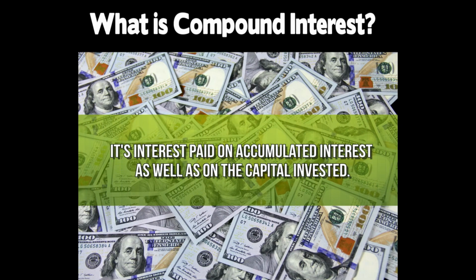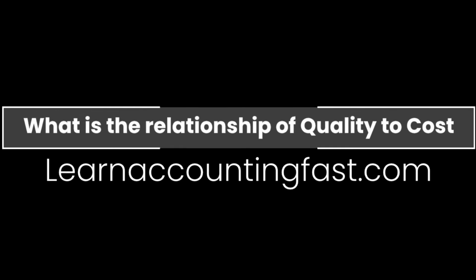It's interest paid in accumulated interest as well as on the capital invested. Increasing the compounding frequency of your interest rate, or adding to your principal, can all help your savings grow even faster. Next, what is the relationship of quality to cost?